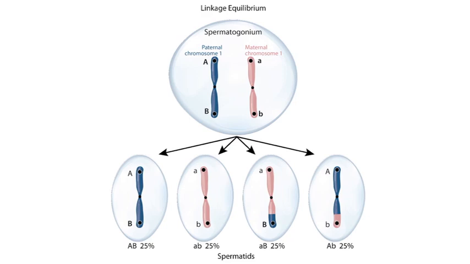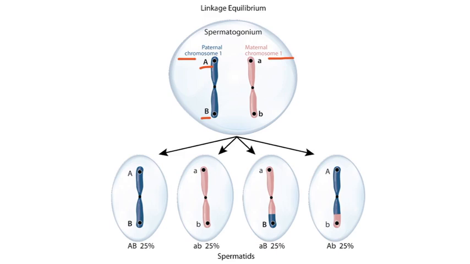So this chromosome represents the paternal chromosome 1, and this represents the maternal chromosome 1. Notice that in this image, the alleles big A and big B are now on the same chromosome rather than separate chromosomes. This is a critical point to understand. Linkage equilibrium refers to alleles that are on the same chromosome.